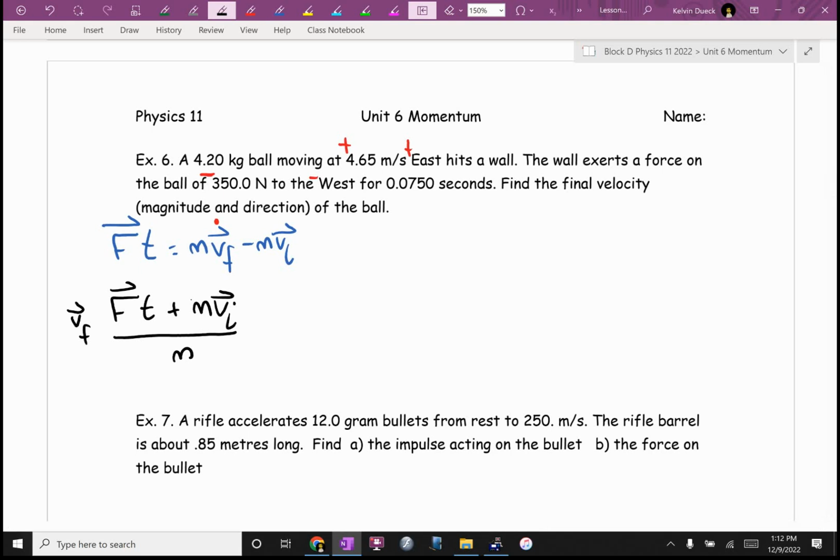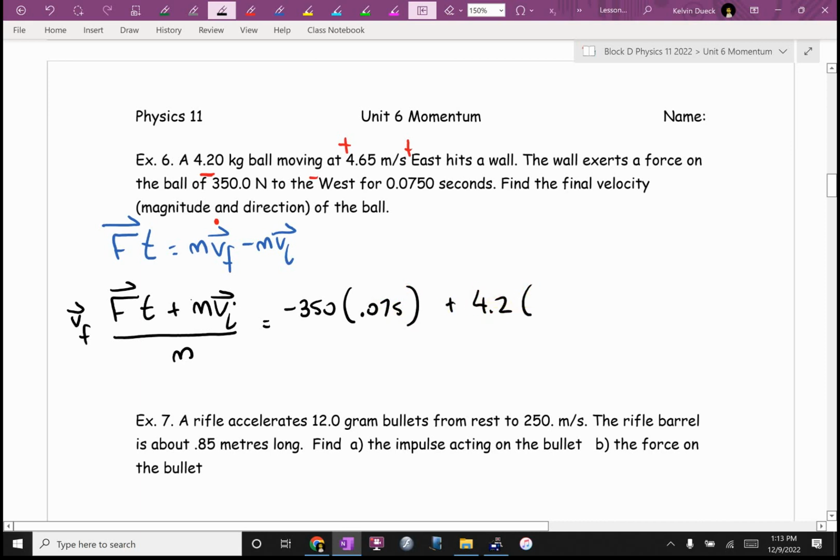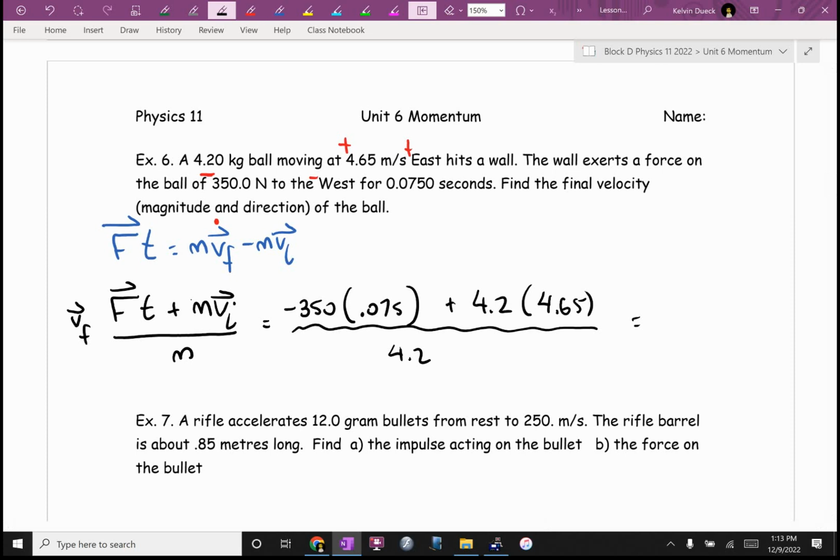What's F? Why negative? Because that's what you decided. What's T? Plus, what's M? What's VI? Positive 4.65, all divided by 4.2. All of you should try typing that into your calculator. We've done stuff this tough before on our calculator. You can handle it.